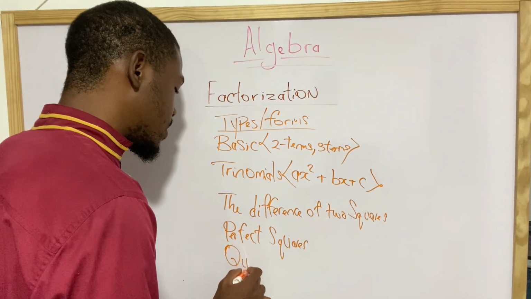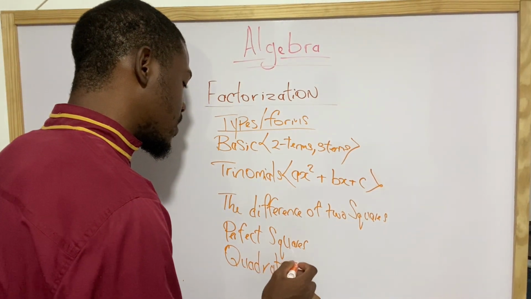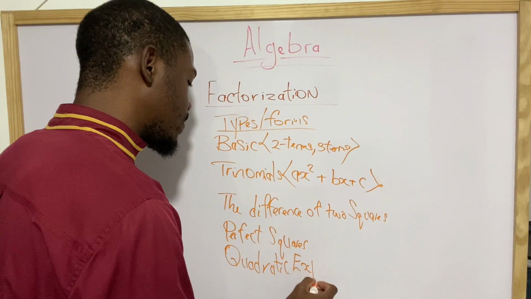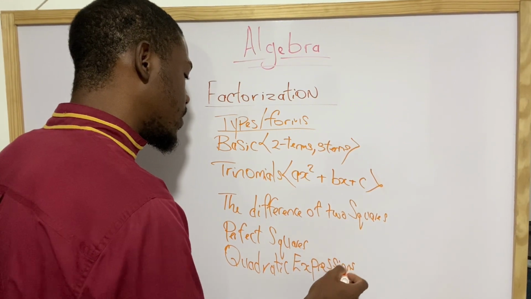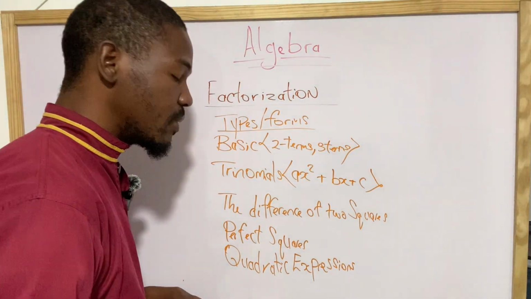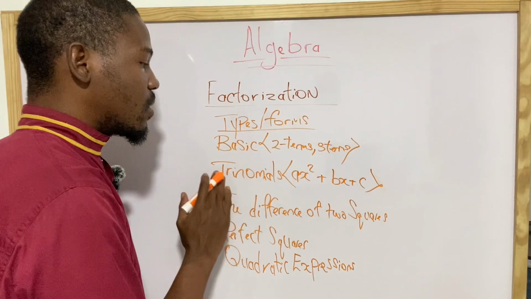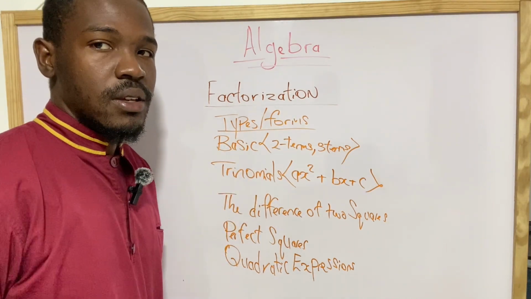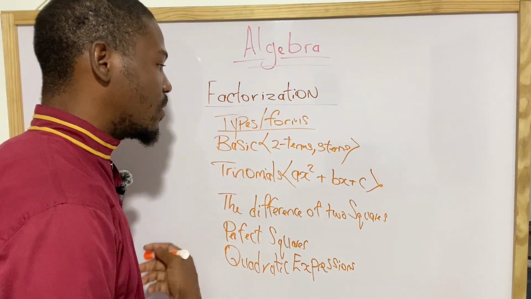And lastly but not least, we have our quadratic expressions. So we can also talk about that one, but that one is not hard. All right, so these are literally the forms in which you are given to factorize. So we're just gonna do them step by step, and let's have a look at that.